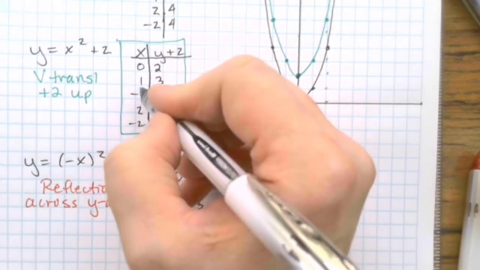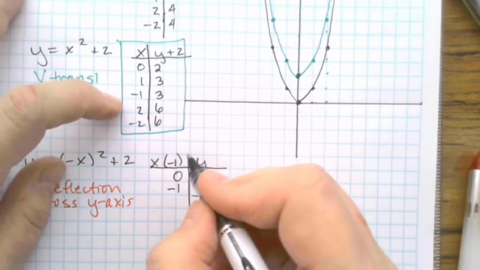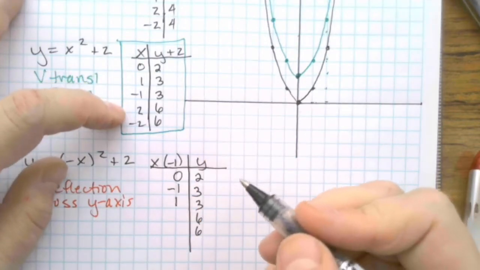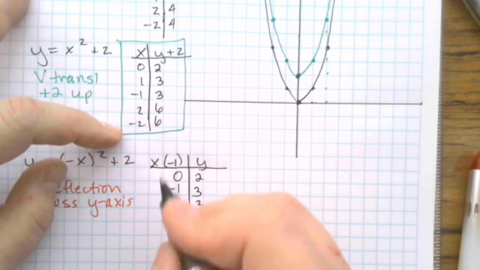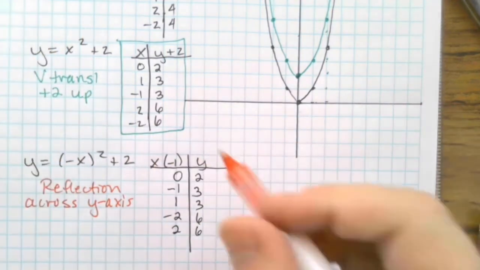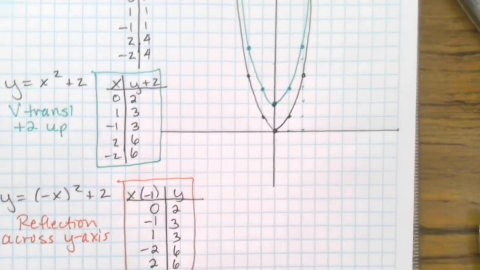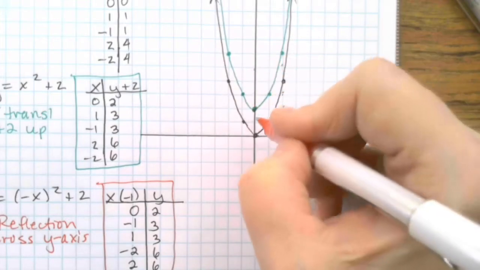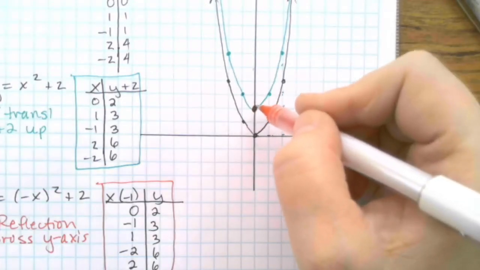So 0, 1 times -1 is -1. -1 times -1 is +1. 2 times -1 is -2. -2 times -1 is +2. All right, this is going to be our red graph. So let's plot these. First off, (0, 2), that one doesn't change because it's sitting right on the y-axis. So when it flips, it just stays put.